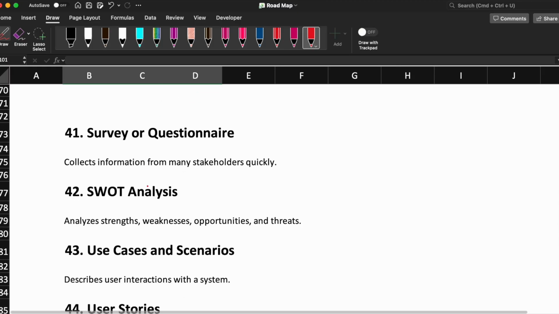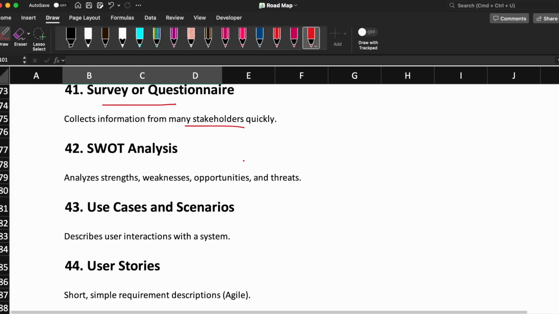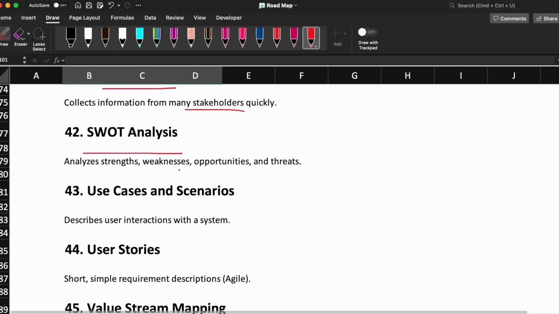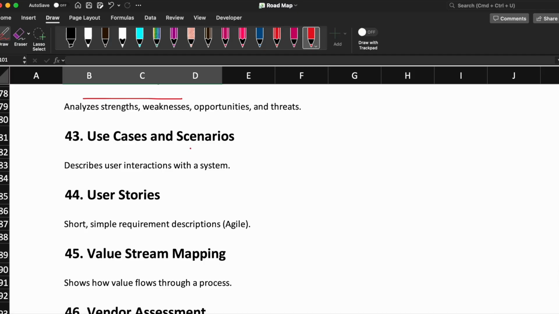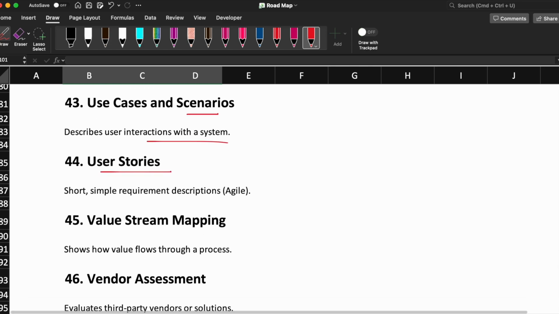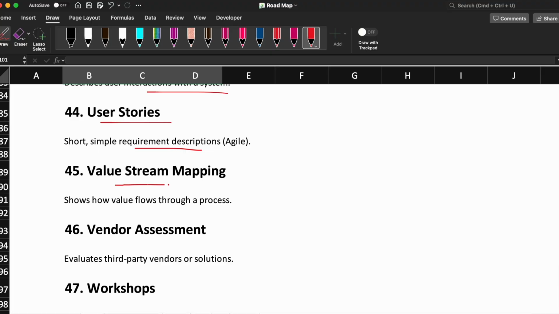Number 41, survey or questionnaire: collects information from many stakeholders quickly. Number 42, SWOT analysis: analyzes strengths, weaknesses, opportunities, and threats. Number 43, use cases and scenarios: describes user interactions with the system. Number 44, user stories: short, simple requirement descriptions, used in Agile. Number 45, value stream mapping: shows how value flows through a process.